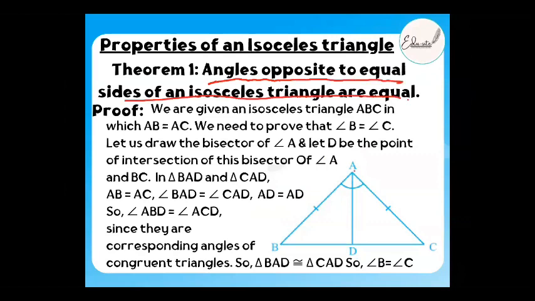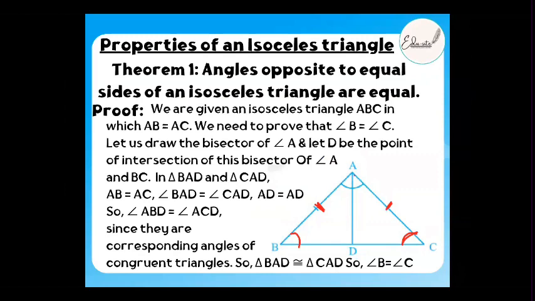What they have first taken is an isosceles triangle. Is this an isosceles triangle? Yes. Where are the equal sides here? AB and AC are equal. Now what we have to prove is angle B is equal to angle C, correct? How will you prove angle B equals angle C?